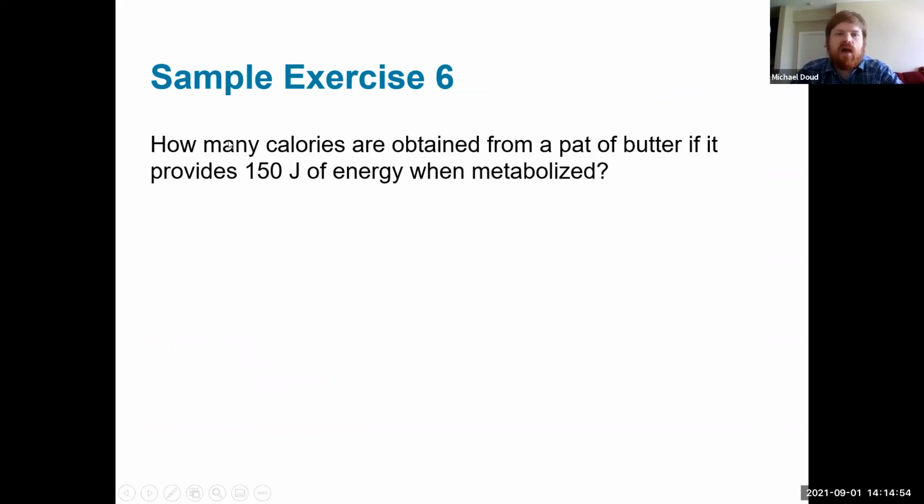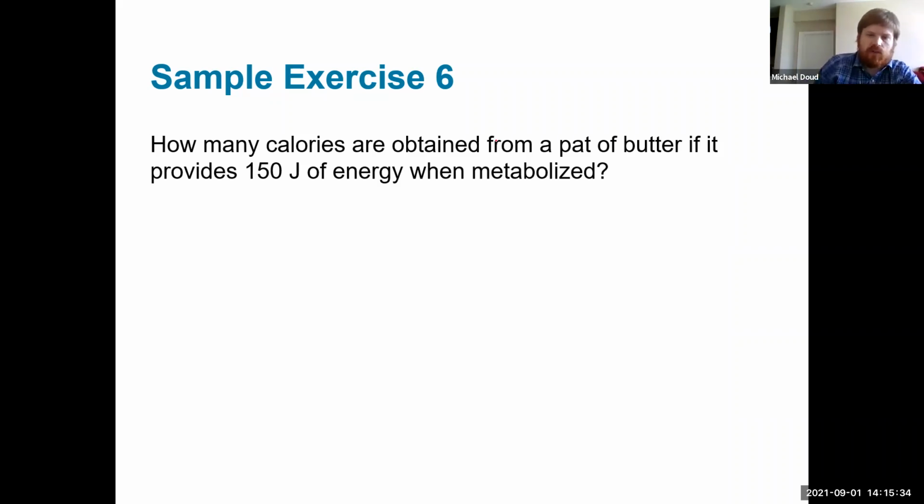Okay, so here's sample exercise number 6. We'll do this one. Again, if you feel confident about your conversions, you can just go ahead and do it now. But if not, I'll be here and we will work through this one together. I'm going to have to go get my calculator, but let's walk through it first. How many calories are obtained from a pat of butter if it provides 150 joules of energy when metabolized? So again, if you feel confident about your conversions using the conversion factors we just saw, pause the video now and we'll have the answer up when you come back. If not, we can walk through it together.